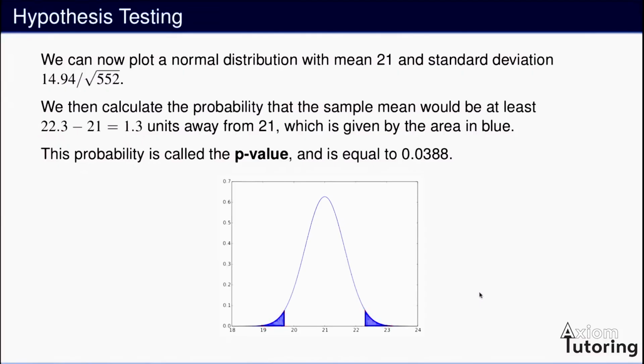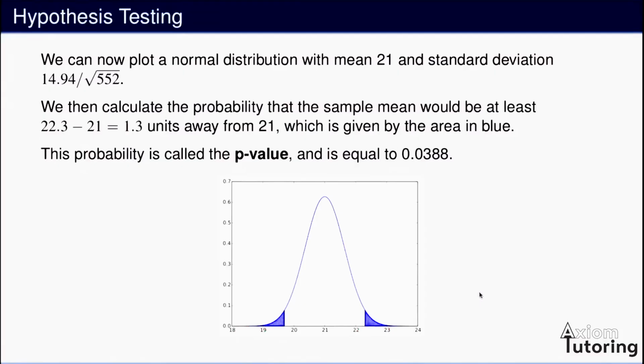And the idea behind this is that we want to see how likely it is that we would get an outcome that is more extreme than the one we got, okay? Remember, we got 22.3. So what is the probability that we would get something more extreme? That means further away from the population mean than 1.3 units. So in this direction, that would be being above 22.3. And in the other direction, that would be being below 19.7.